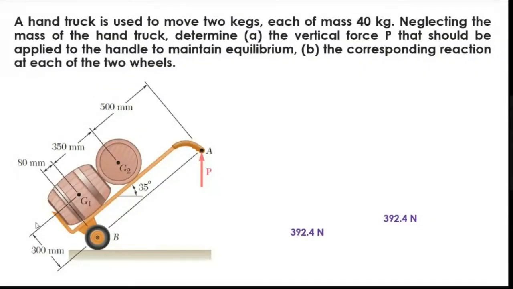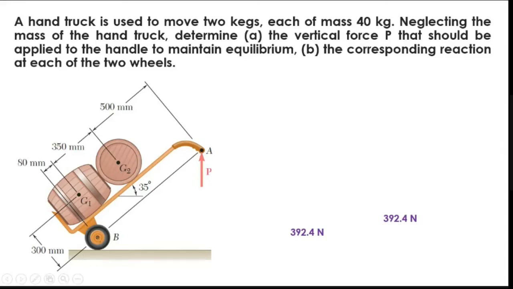This is another problem. You have a hand truck which is used with two kegs, something like this. Each has a mass of 40 kg. You have to identify the vertical force P which you have to apply so that it is in equilibrium state. Equilibrium state means it is at resting state and should not move. And what will be the reaction of the wheels?